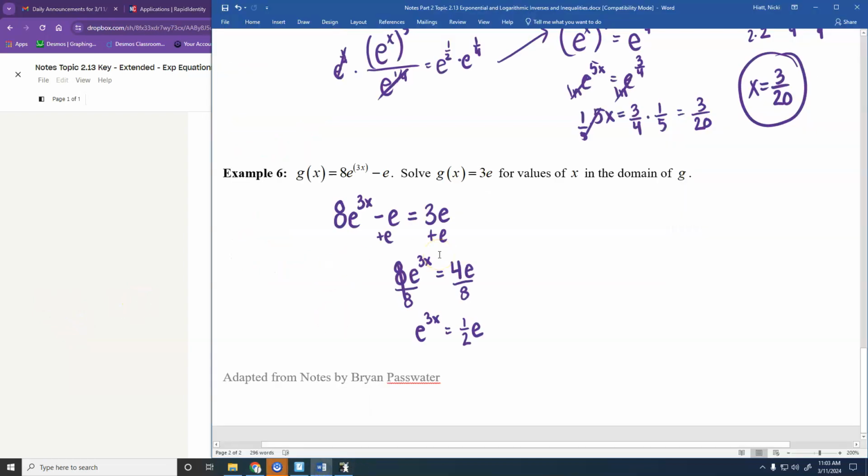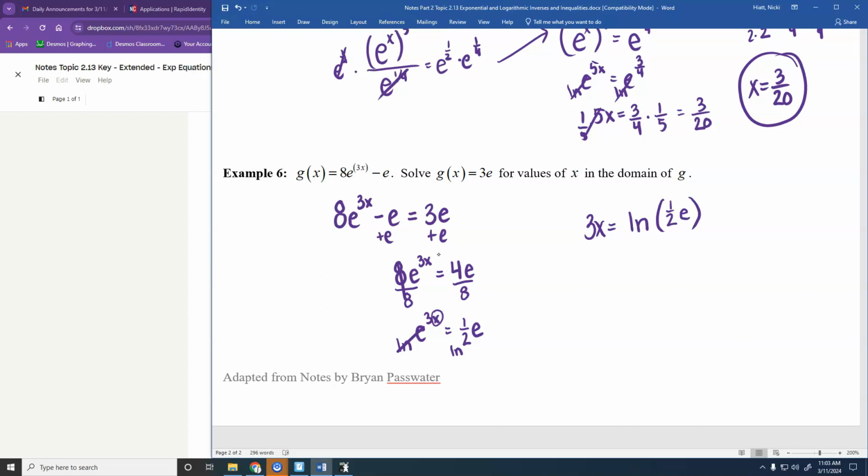Okay. What should I do next? Natural log. Because we're trying to get to that x right there. So we need to get rid of this e. Now, what I'm going to have is 3x equals natural log of 1/2 e. Natural log of 1/2 e.